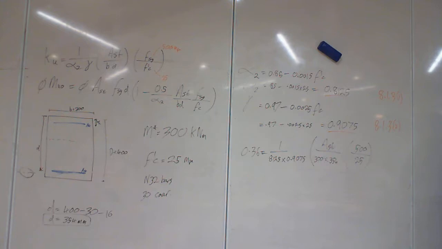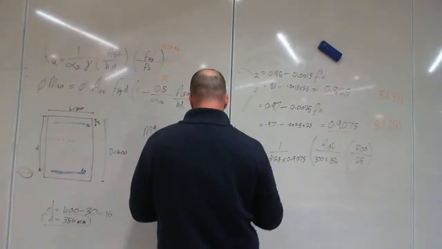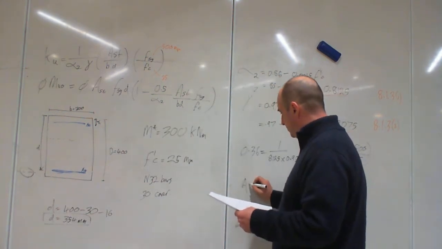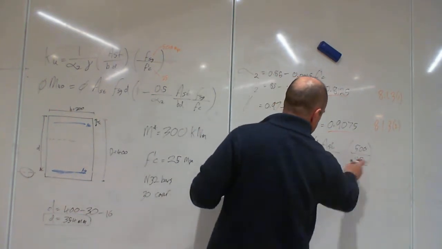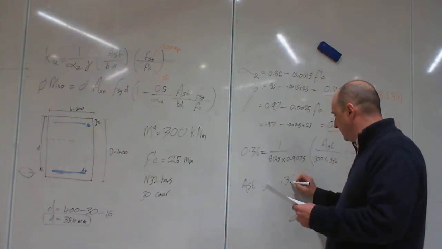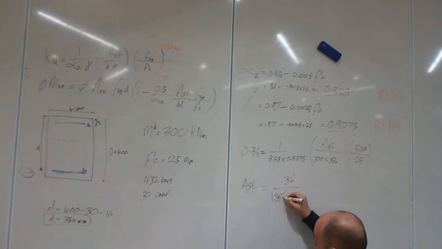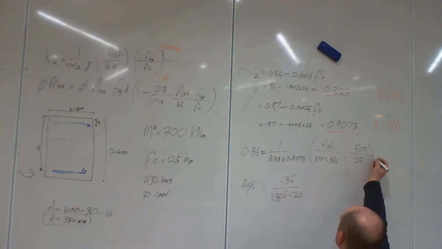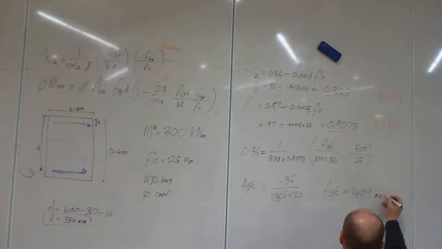Okay. And if we work that out, we take the AST, the area of steel, leave the area of steel over there, put that up there, put that down there. We get that equals 0.36 over 1.356 times 20, and the area of steel equals 1,409 square millimeters. Okay?